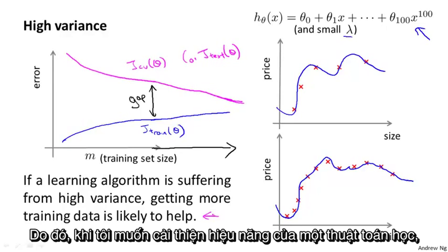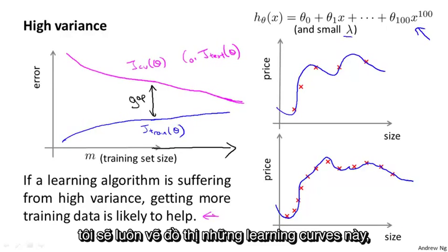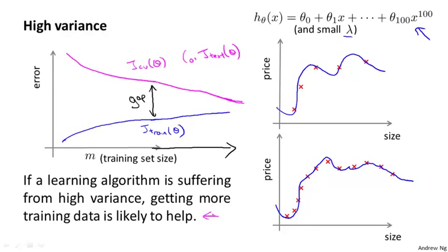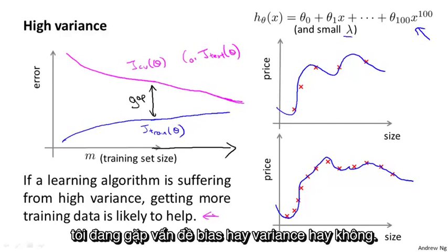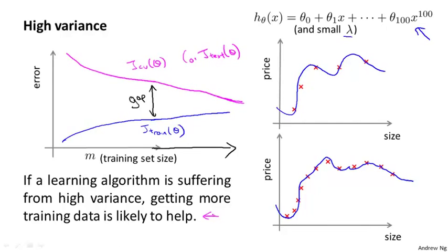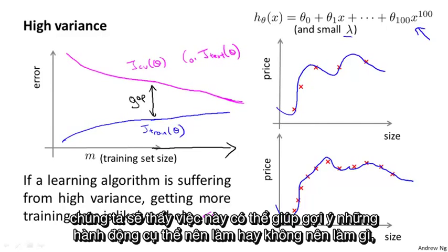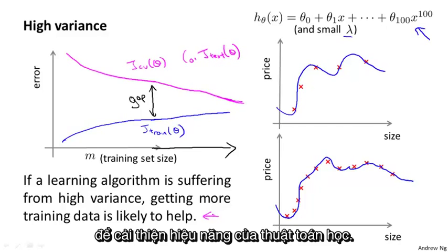So when I'm trying to improve the performance of a learning algorithm, one thing that I'll almost always do is plot these learning curves. And usually this will give you a better sense of whether it's a bias or variance problem. And in the next video, we'll see how this can help suggest specific actions to take or to not take in order to try to improve the performance of your learning algorithm.